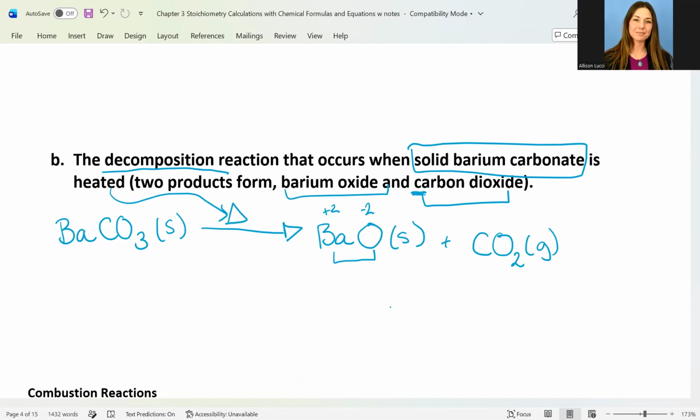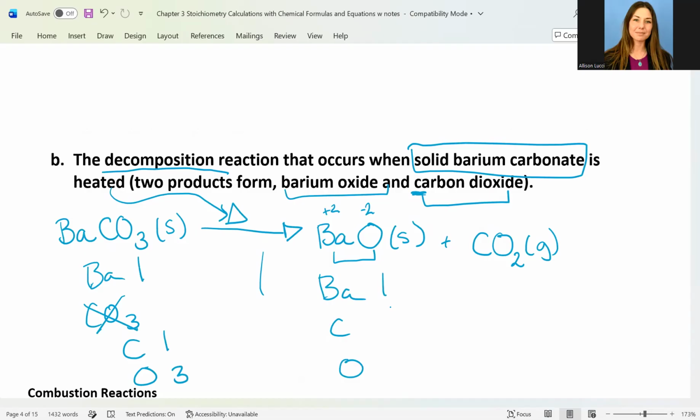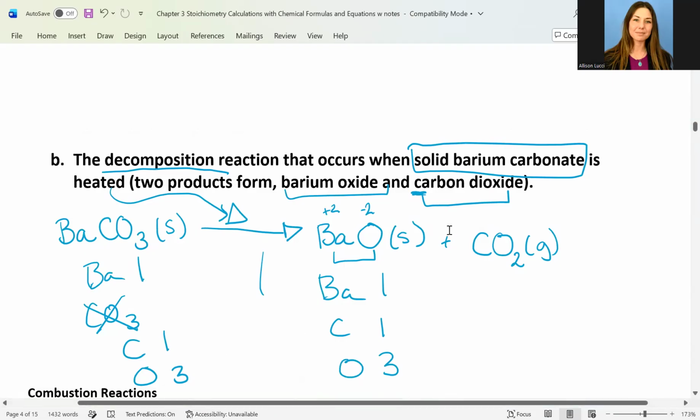So let's take a look. Do we need to balance this reaction? Well, we have our barium, and we could keep our carbonate together if it remained carbonate on the other side, but since it did not, I do have to separate my carbon and oxygen, and I can easily do that over here. So I have 1 barium, 1 carbon, and 3 oxygens on the left, and 1 barium, 1 carbon, and 3 oxygens on the right. So even though the carbonate broke apart into the oxide portion and the CO2 gas, we still have a balanced reaction right from the very beginning.